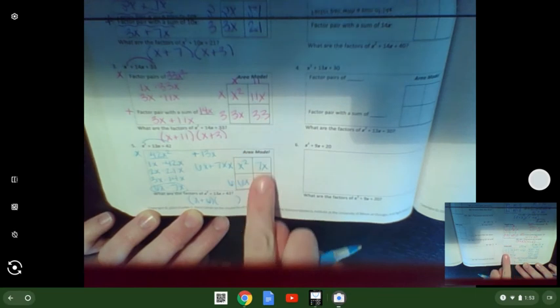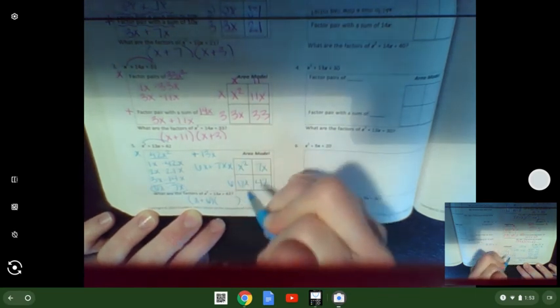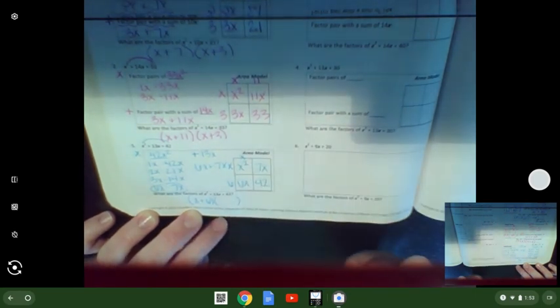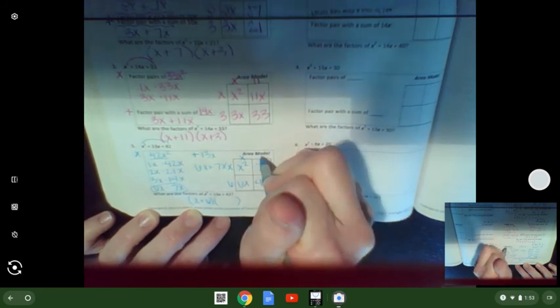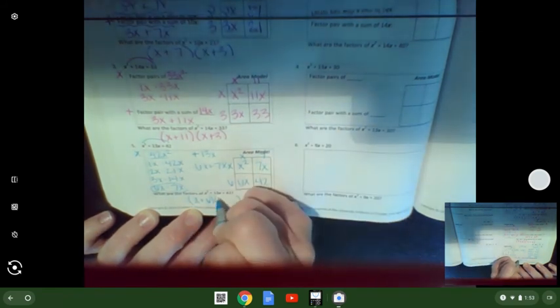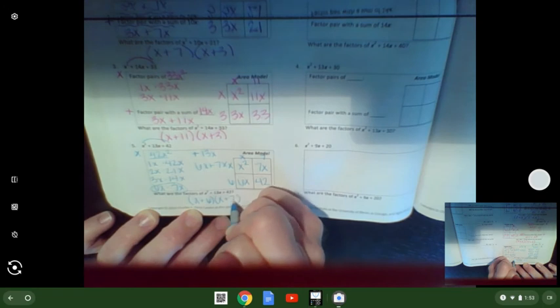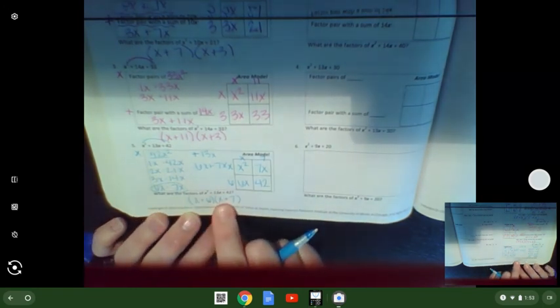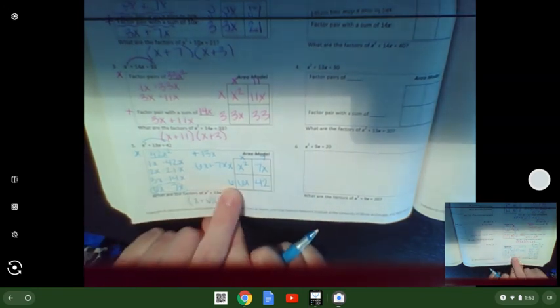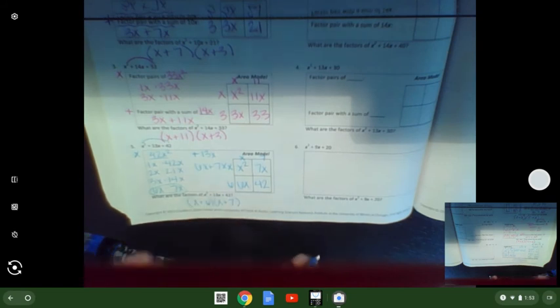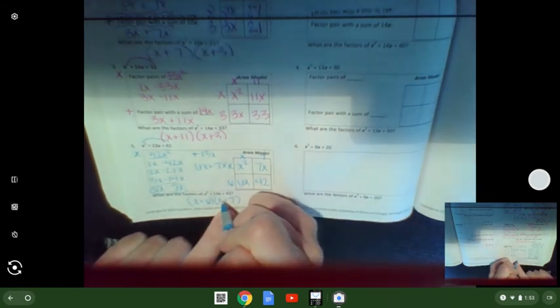So now I'm going to work up. X squared and 6x have an x in common. 7x and 42 are both divisible by 7. So I must have multiplied x plus 6 and x plus 7 in order to get this trinomial I started with. In other words, we just factored our trinomial.